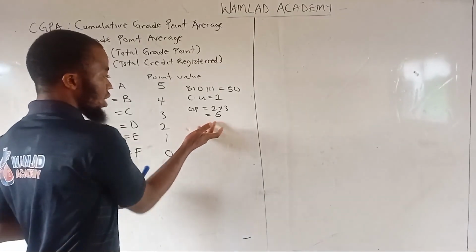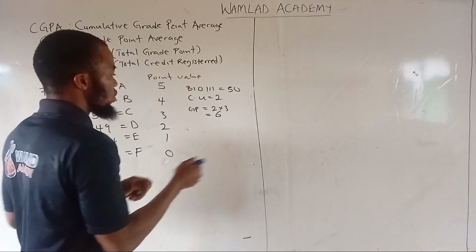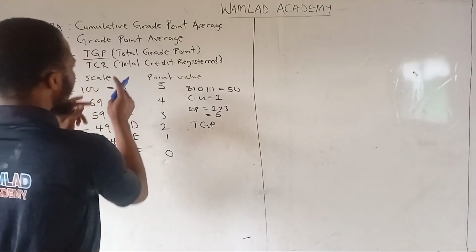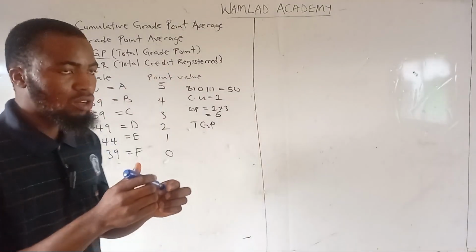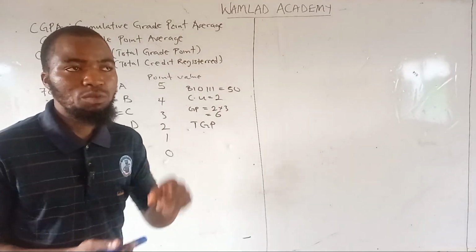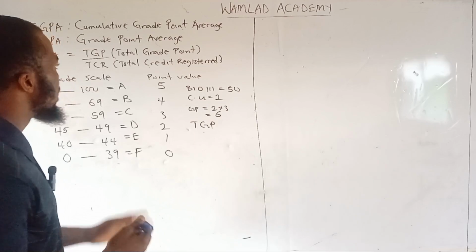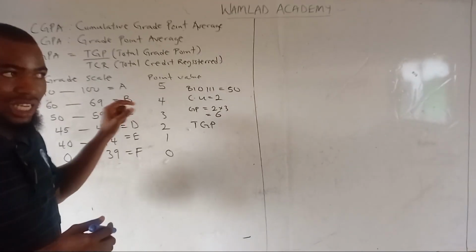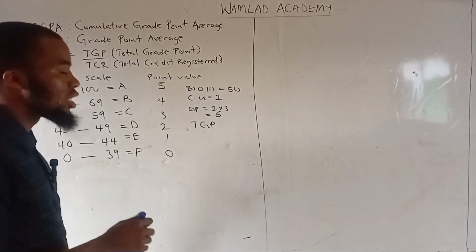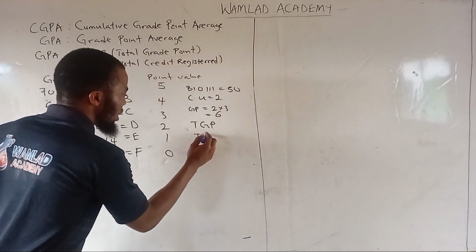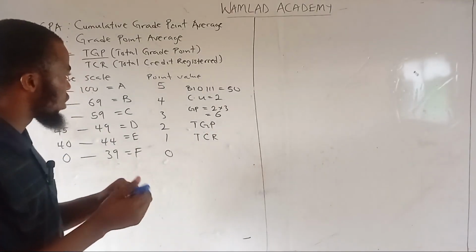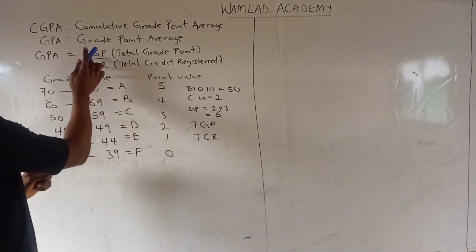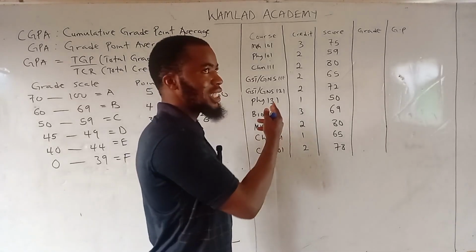After you do that, the summation of everything is what we call TGP. And when I talk about total credit registered, like I said earlier, each course has its own credit units, maybe 2, 1, or 3. The summation of the credit units of all the courses you register is what we call TCR. I believe we can now differentiate between TGP and TCR, and we know how to get our TGP.